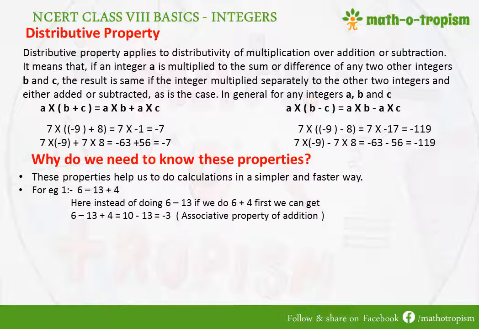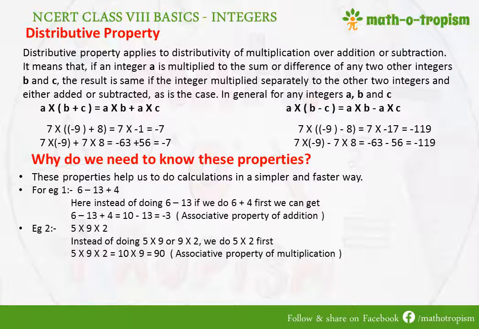So what happens? 6 minus 13 plus 4 gives me 6 plus 4 is 10, minus 13, which is minus 3. Which property did we use? We used associative property of addition. So here the calculation has become simpler and we have done it in a faster way. If we do 5 into 9 into 2 and do 5 into 9, 45 first and then multiply with 2, it will take a longer step. But instead I know 5 into 2 is 10 and then 10 into 9 is 90. So as a result, by the associative property of multiplication, I was able to do it in a quicker way.